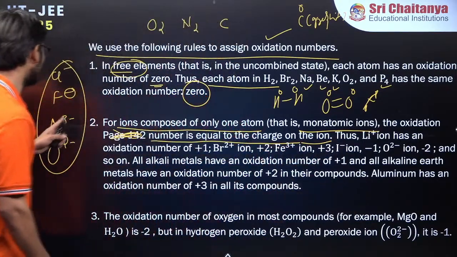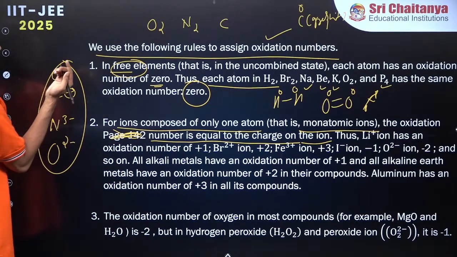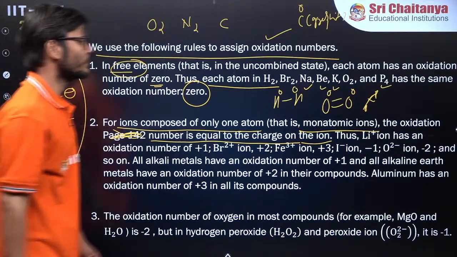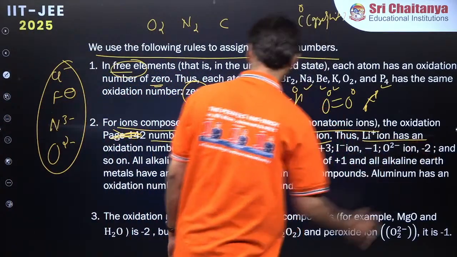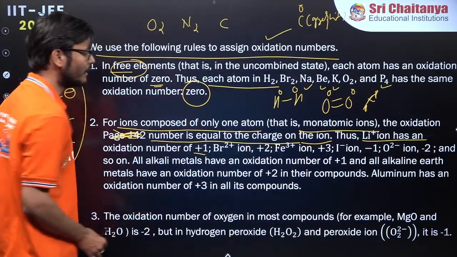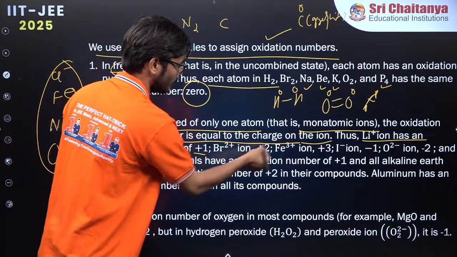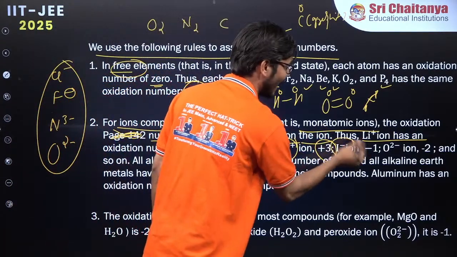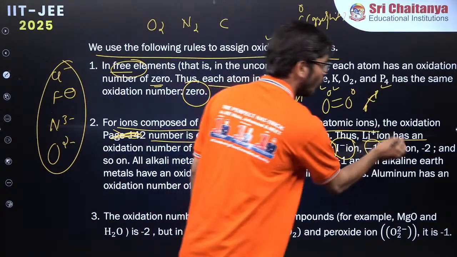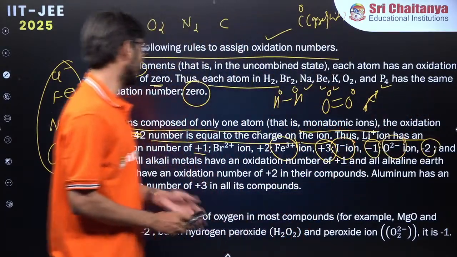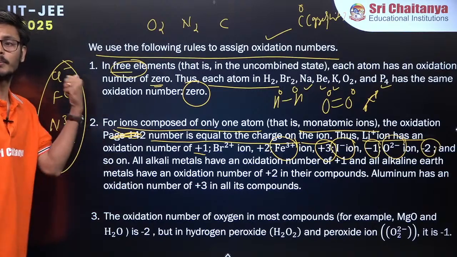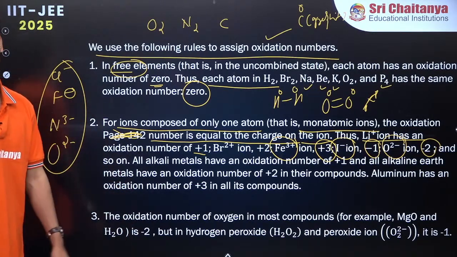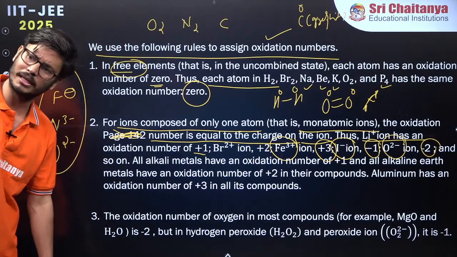So what is the oxidation number? Charge on the ion. For example, Cl contains -1. So what is the oxidation number? -1. Thus, Li plus ion has an oxidation number of +1, right? Br2 plus ion +2, Fe3 plus ion +3 oxidation number, iodide ion -1 oxidation number, O2 minus ion -2. So if it is monoatomic, the charge itself will become the oxidation number.